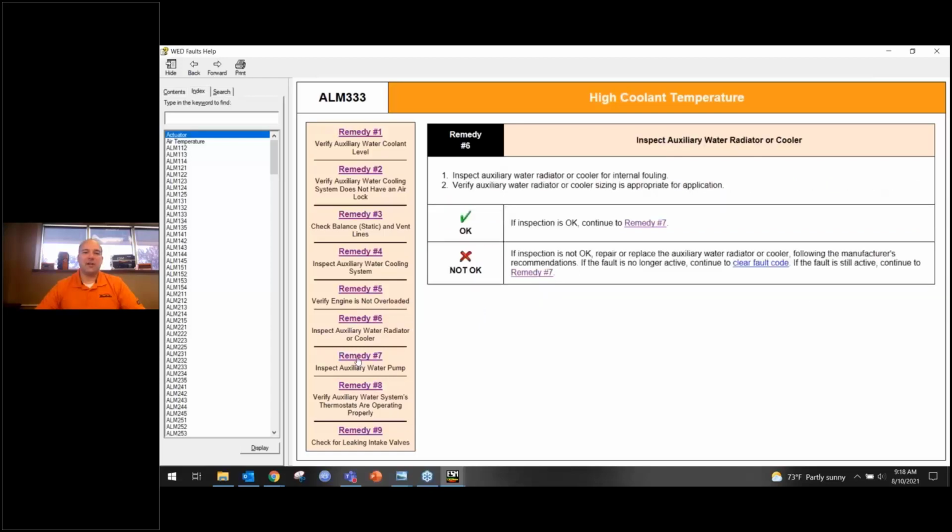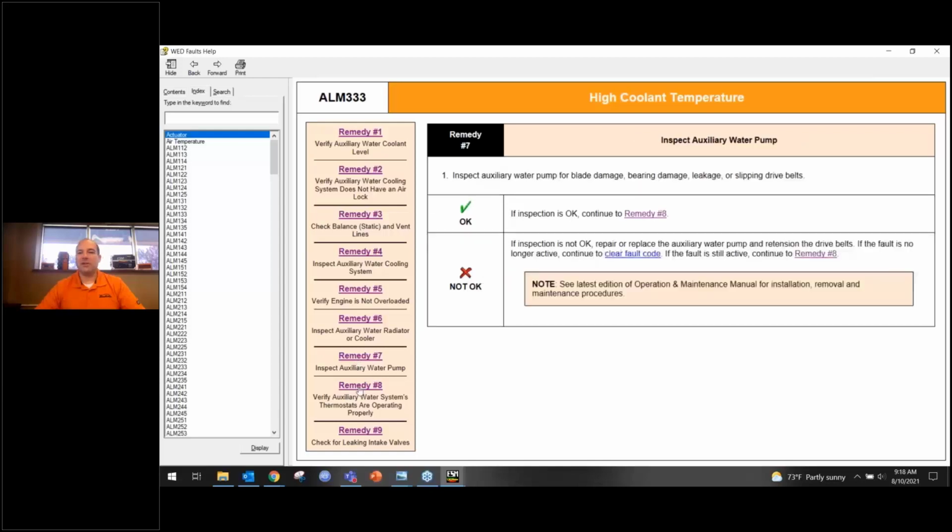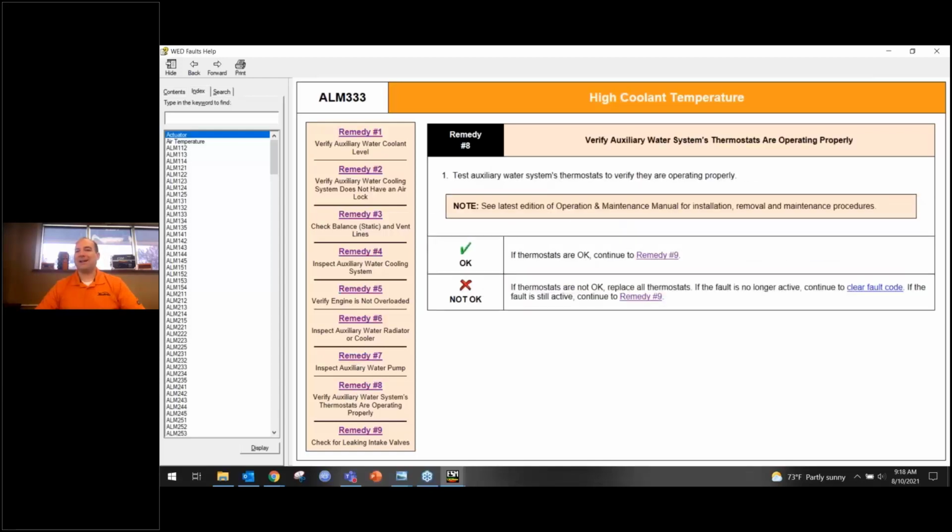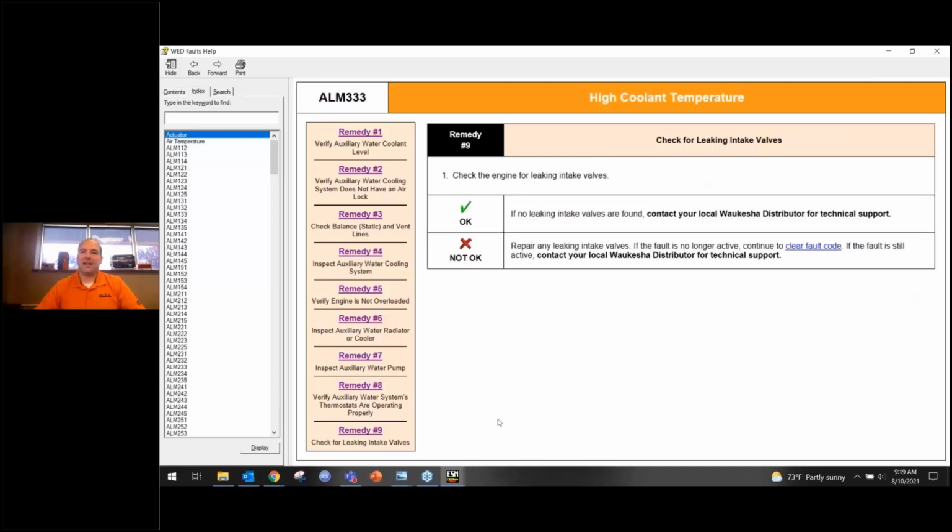We look at making sure we've got everything okay on the radiator, again, moving into the pump and stepping through how to inspect our thermostats. The auxiliary system uses a blending thermostat, so you want to make sure that you hit your target temperature so that your combustion process works just right. And then lastly, looking at your intake valves. If those are leaking or not properly sealing up, you can run into higher temperatures within the system, potentially related to the combustion process going on where it's not designed to happen.